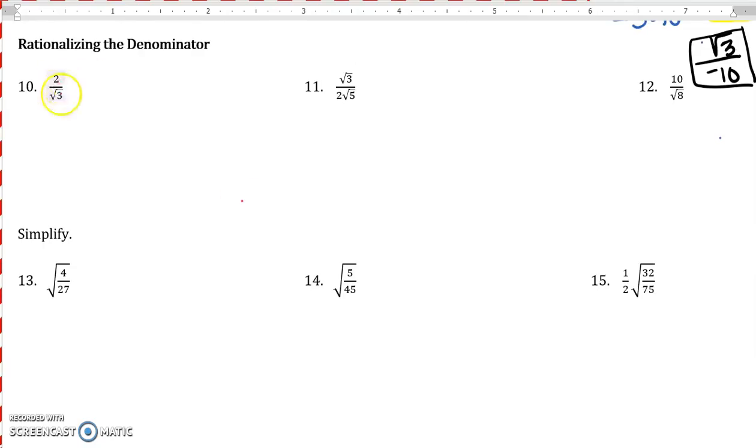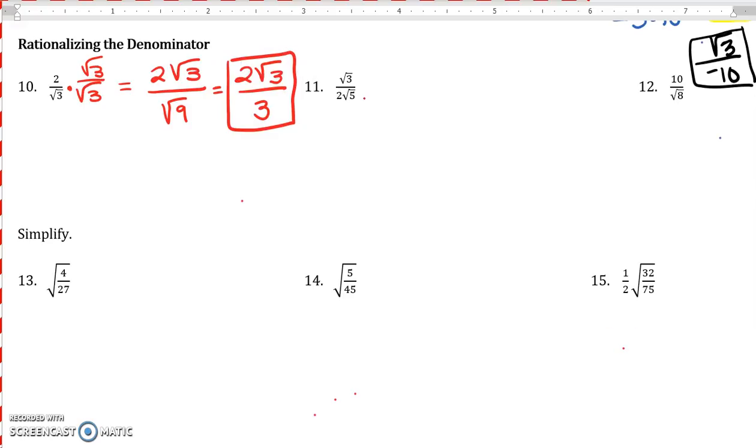For example, if you have 2 over root 3, to rationalize the denominator, you multiply both top and bottom by what's in the denominator. Okay, 2 times root 3 just gives you 2 root 3, and then root 3 times root 3 is root 9, which is really 3. I should probably make that one more step. So root 3 times root 3 is root 9, but then that simplifies to 2 root 3 over 3.